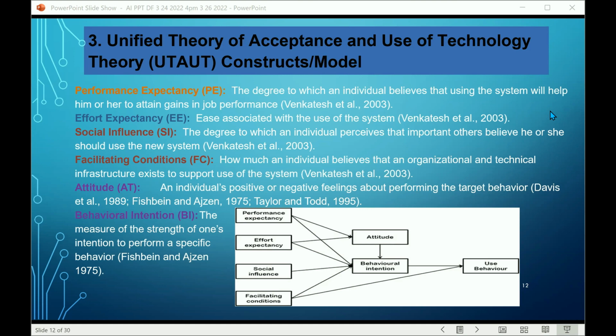Facilitating conditions, how much an individual believes that an organization and technical infrastructure exists to support use of the system. Attitude, an individual's positive or negative feeling about performing the target behavior. That's a good example in life for all of us, I guess, too. The measure of the strength of one's intention to perform a specific behavior. That's the behavioral intention.